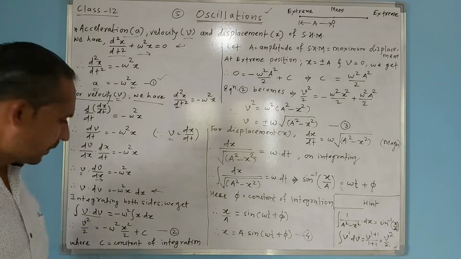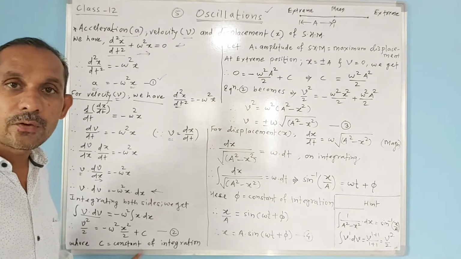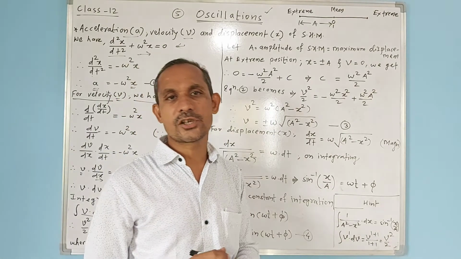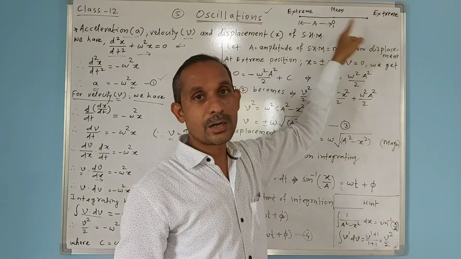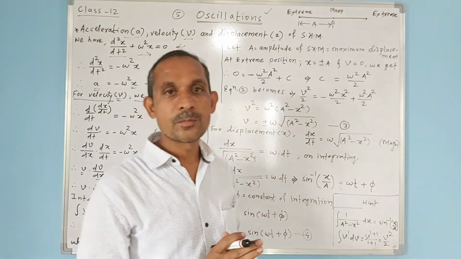So let us decide the value for the constant of integration. While deciding the value of the constant of integration, we have to consider a single situation, that means the extreme position. So while performing simple harmonic motion, when the particle reaches the extreme position, what happens?